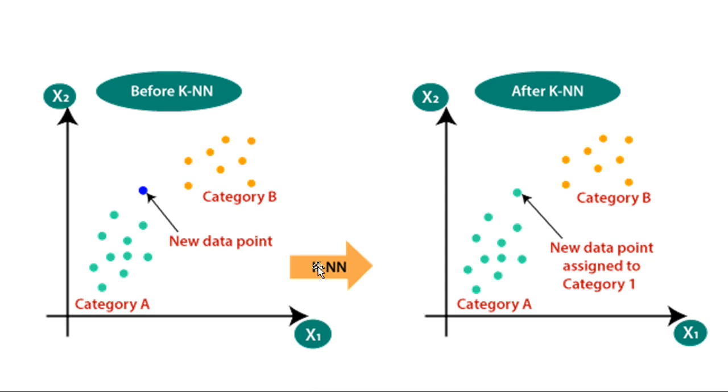Here we can see an example. This is before applying the KNN algorithm. We have two categories here, category A which is of green color and category B which is of yellow color, and we have a new data point here and we have to classify it as either category A or category B. So after KNN and calculating the k nearest neighbors, the new data point is classified as category A.